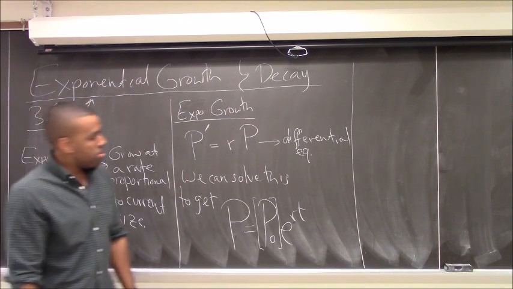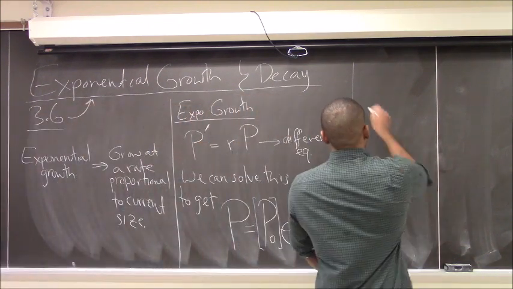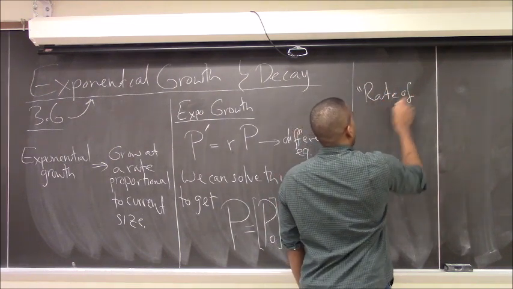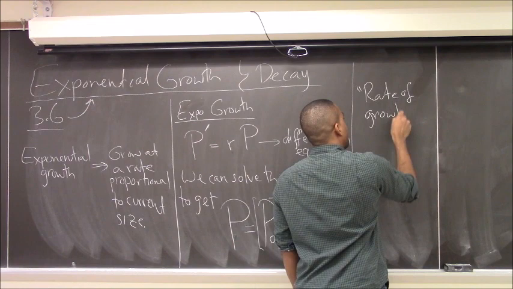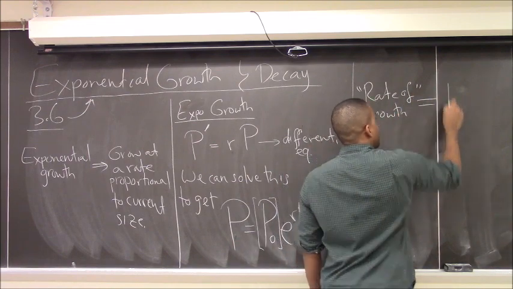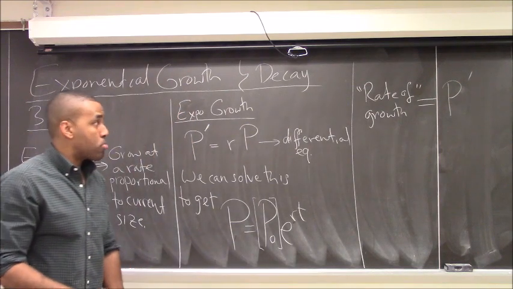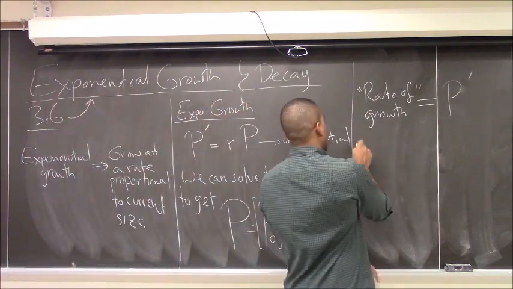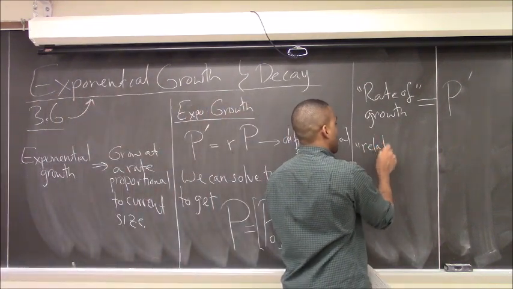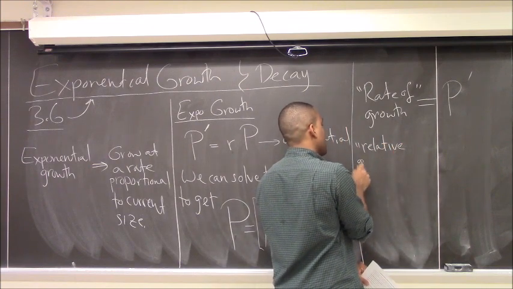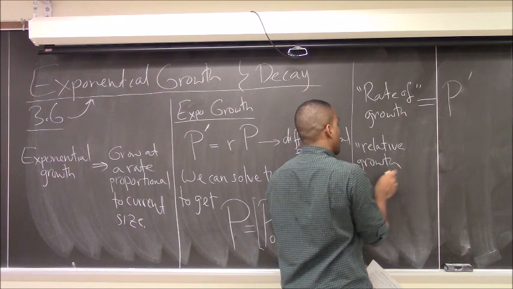One common mix-up is when we say rate of growth, you have to remember that we actually mean P prime. So if at any point I ask you for the rate of growth, I'm talking about P prime. The r is what's referred to as the relative growth rate. So they both have the word growth in it, so students get confused all the time. How about the relative growth rate?